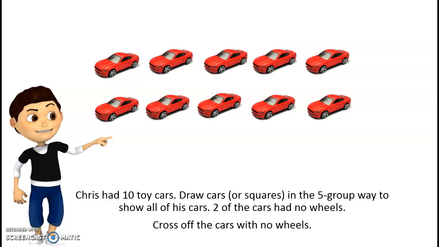Great. Let's mark off 2 of the cars that had no wheels. 1, 2. Alright, boys and girls, time to draw a subtraction equation that shows how many of Chris's cars did have wheels. Do you have your equation ready? If not, go ahead and pause the video.